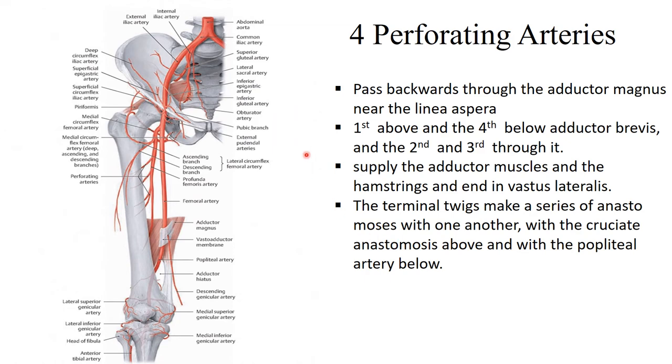Now about the perforating arteries. There are four perforating arteries. In fact, the fourth one is the terminal portion of the profunda femoris itself. It is the fourth perforating artery. So these four perforating arteries pass from anterior to posterior. They pass backward through the adductor magnus near the linea aspera.